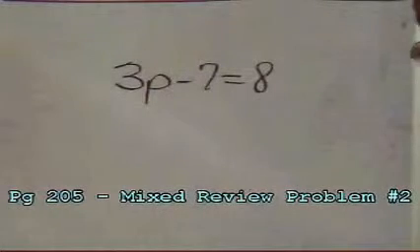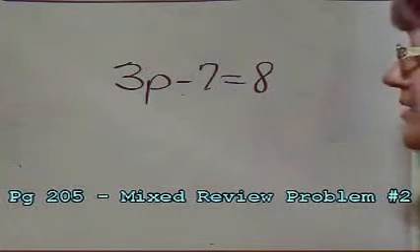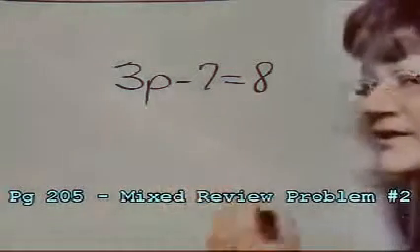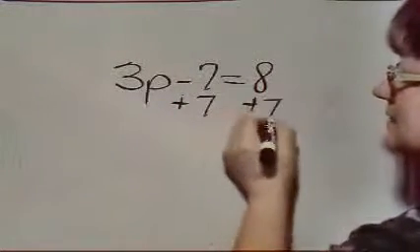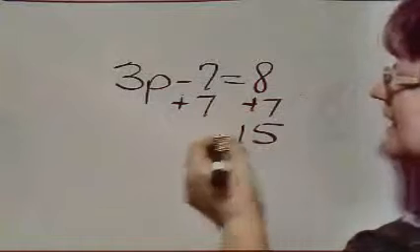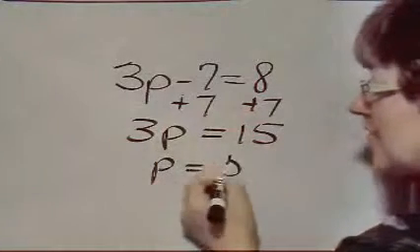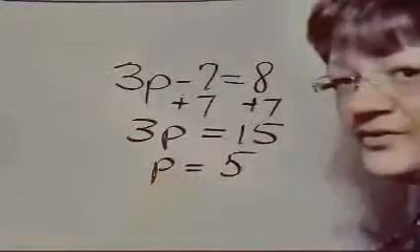There's nothing you need to factor on this. This is just a simple linear equation. It's actually a two-step equation. Add 7 to both sides, and you get 15 equals 3p. Divide both sides by 3, and p is equal to 5. So this was a simple one. You didn't have to do very much.